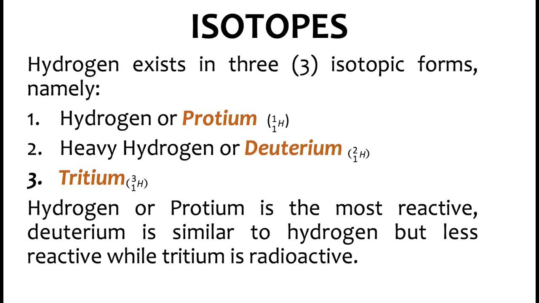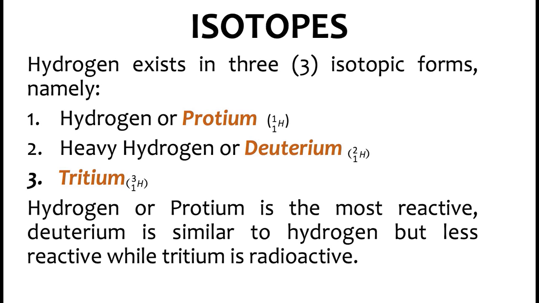Second, we have the heavy hydrogen. The heavy hydrogen is called deuterium. That is because it has an atomic number of 1 and the mass number of 2. That is 1 electron, 1 proton, and 1 neutron. Then finally, we have what you call tritium. Tritium is a hydrogen with atomic number 1 and mass number 3. That is 1 electron, 1 proton, but 2 neutrons.